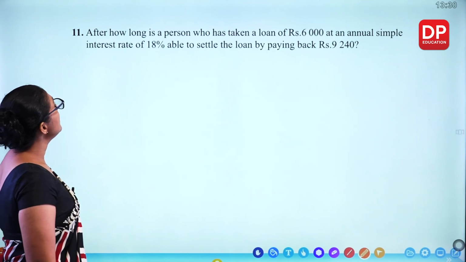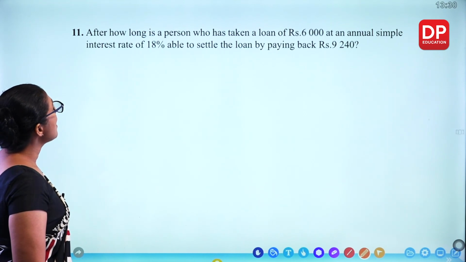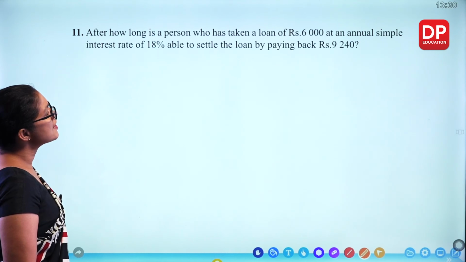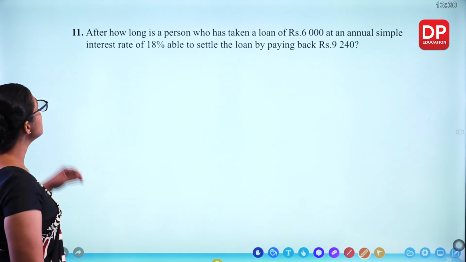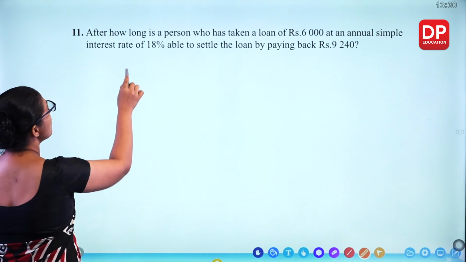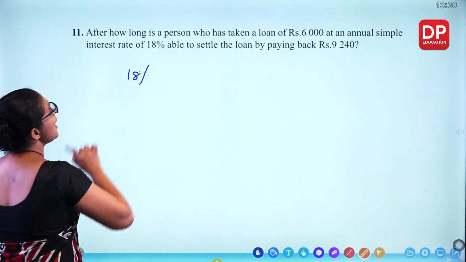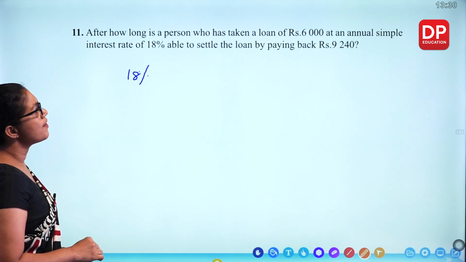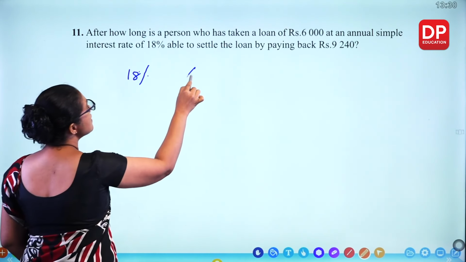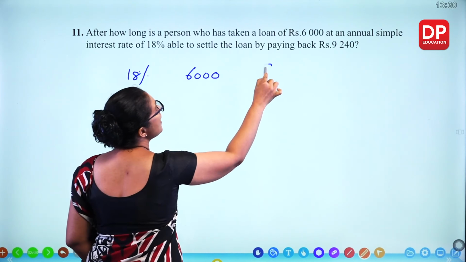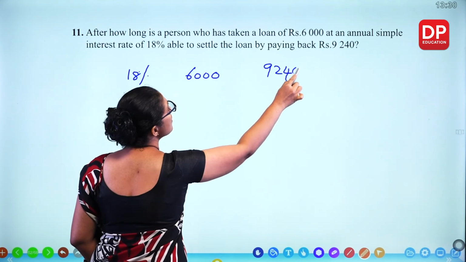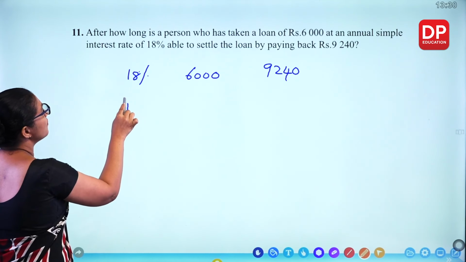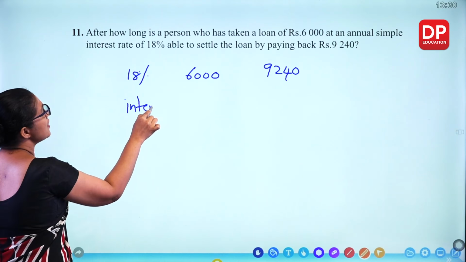Question number 11. After how long is a person who has taken a loan of 6,000 at an annual simple interest rate of 18% able to settle the loan by paying back 9,240? So the loan is 6,000 and you are paying 9,240. Okay, first we'll find out the interest for 1 year.